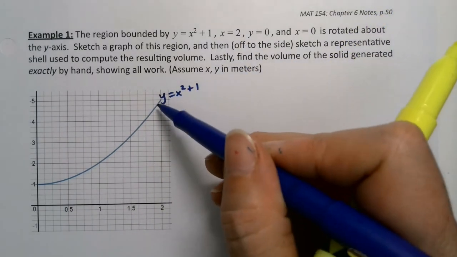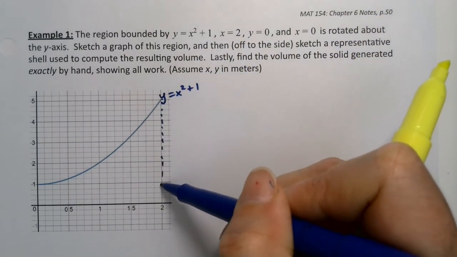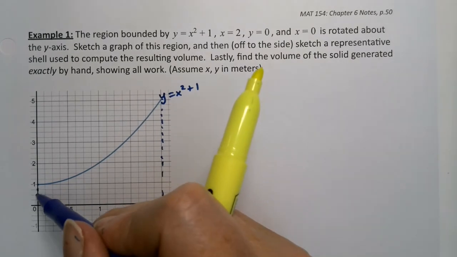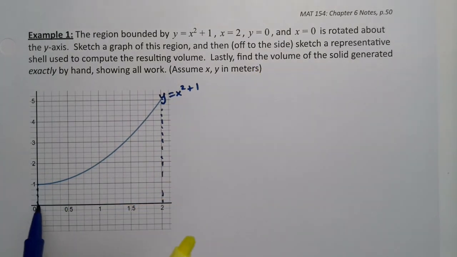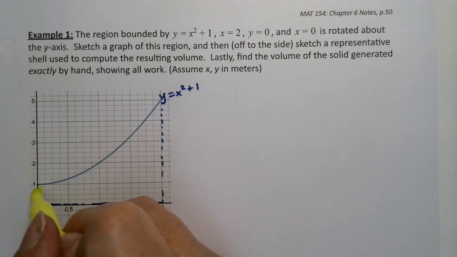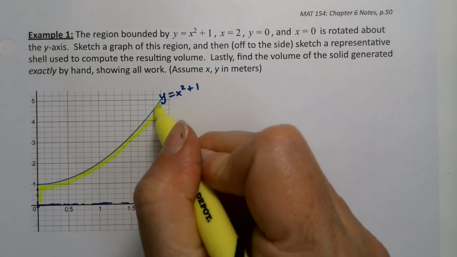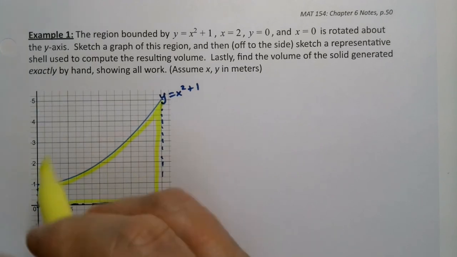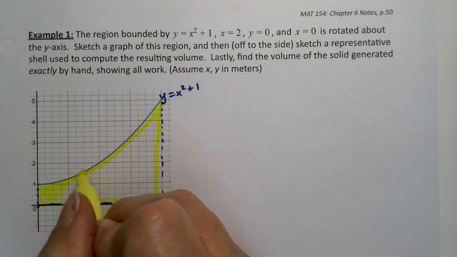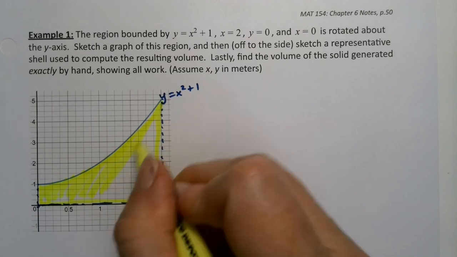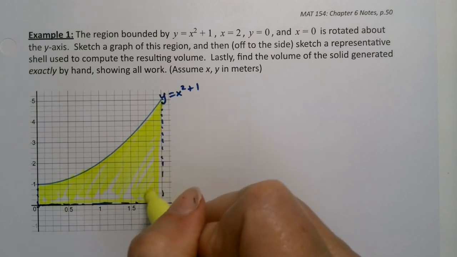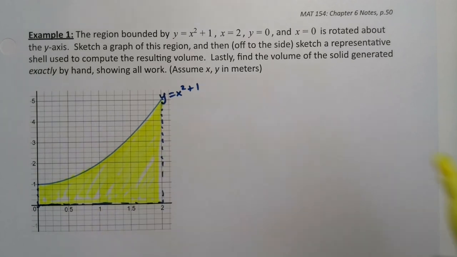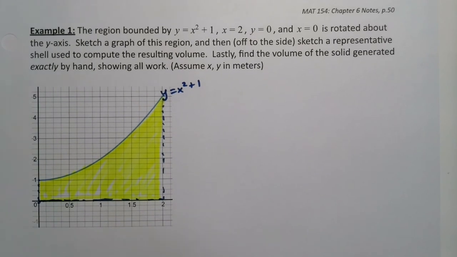x equals 2 is a vertical line over here. So there's x equals 2. x equals 0, of course, is over here. And y equals 0 is down here. So I'm looking at this region. Not my best shading job ever, I'm sure, but that's all right. Okay, so now that I have that drawn, computer drawing is a beautiful thing. I want to draw a rectangle inside of it.